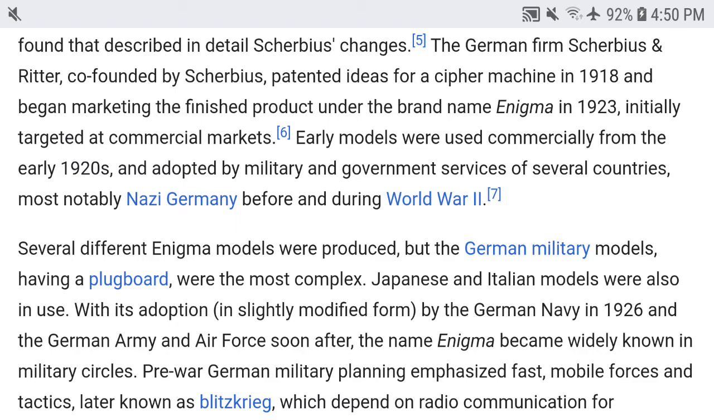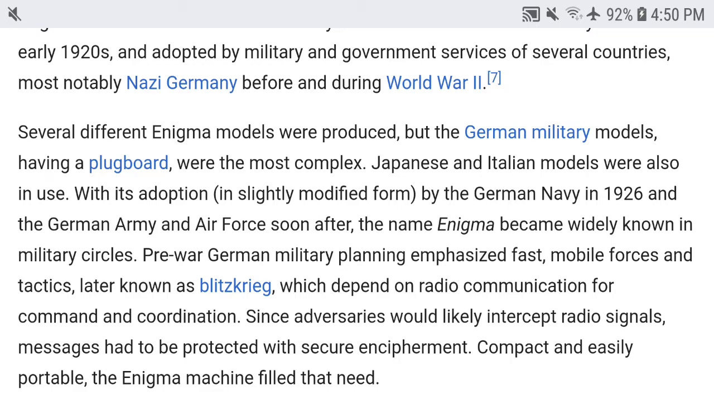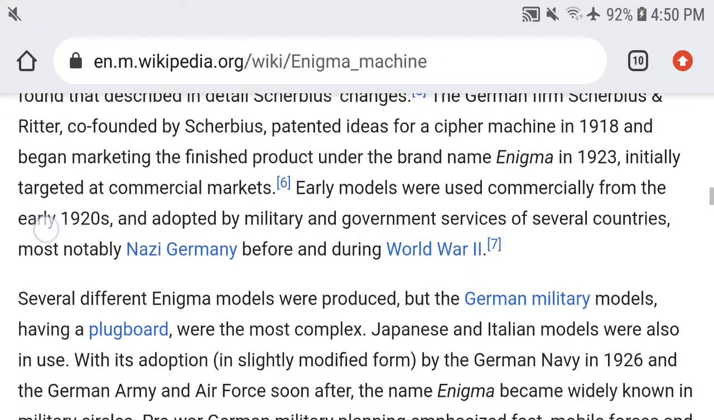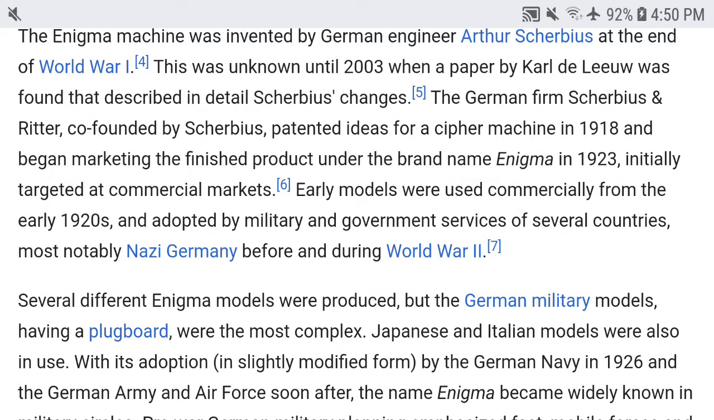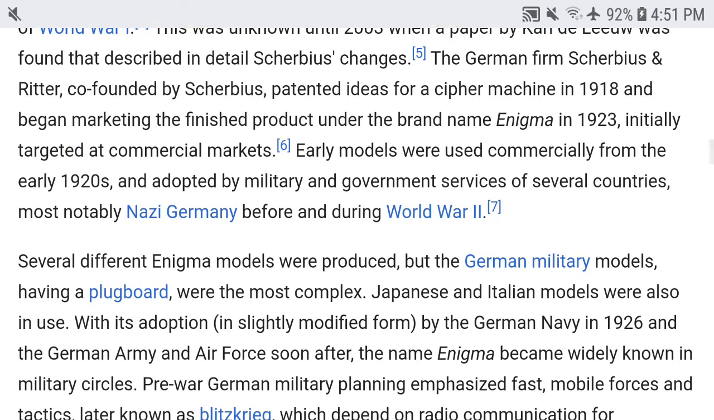Okay, Enigma. So this is the history of that. Then it got adopted by Germany as well. Well, not really adopted, because they actually invented it. I guess it's theirs.